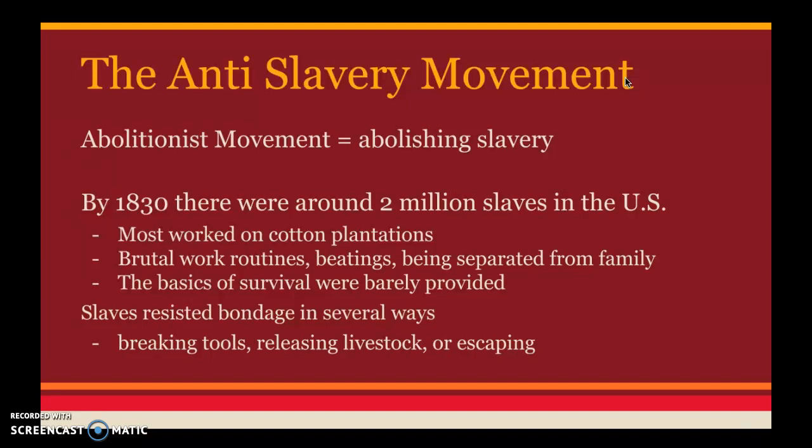Enslaved people resisted bondage in several different ways. Some were more subtle, such as breaking tools that the owners of the plantations would have to pay to fix or replace. They would release livestock, purposely destroy crops, and in the most extreme case, escaping from bondage, which obviously was a very risky endeavor.